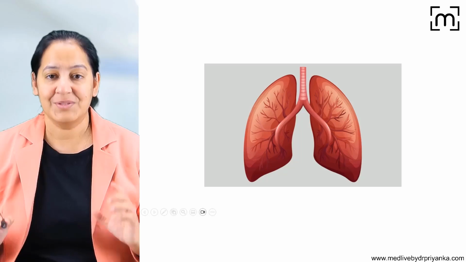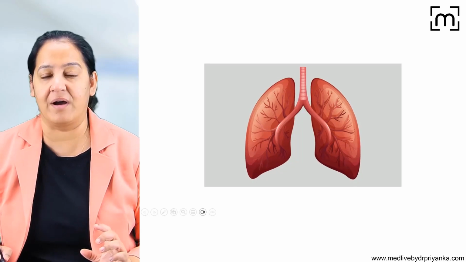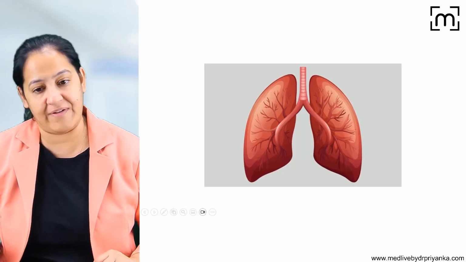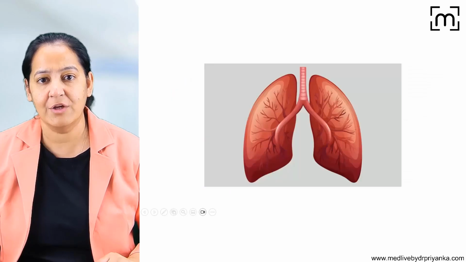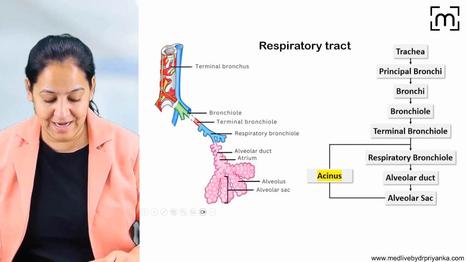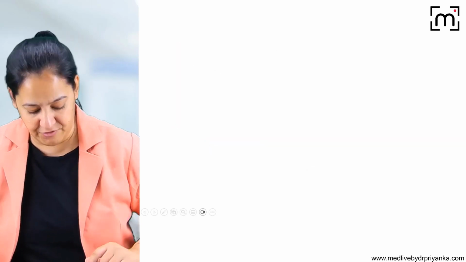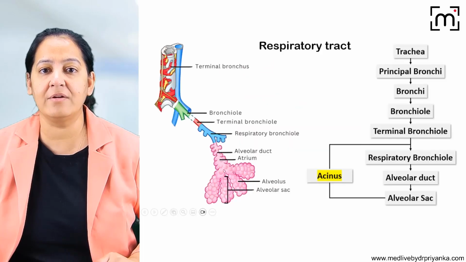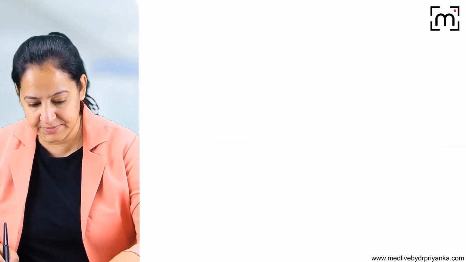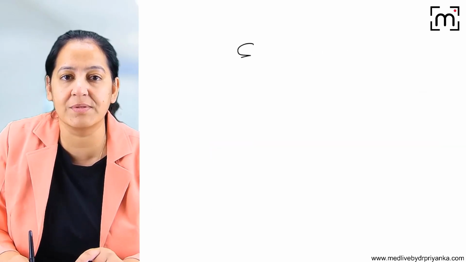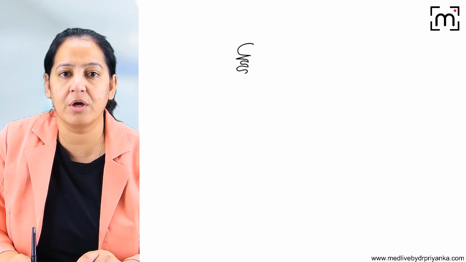So let's start it. You see, humans have a pair of lungs, the right lung and the left lung. For respiration, God has given us the lungs. You can see the pair of lungs here. Now let me tell you the respiratory tract. I will draw the respiratory tract for you. So here I'm trying to draw the respiratory tract. The respiratory tract starts from the nose. So let me draw the nose.